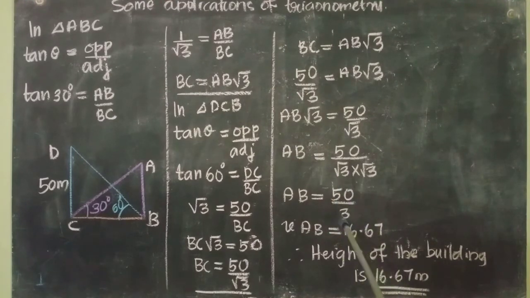By dividing 50 by 3, we get 16.666 etc. That is, AB equals 16.67. So AB is our building. So we can conclude, therefore, the height of the building is 16.67 meters.